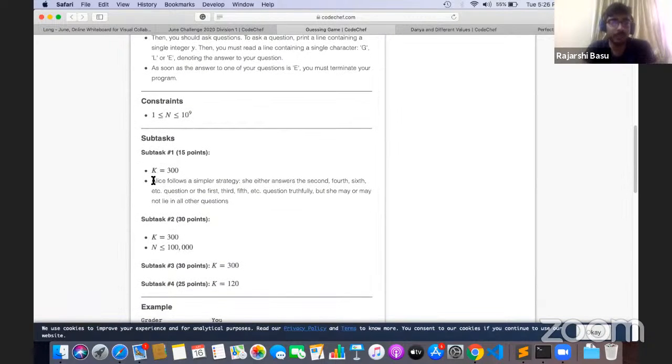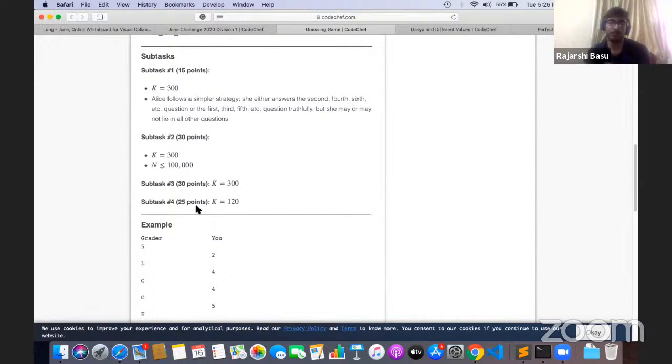For the first subtask, it follows a simple strategy. She either answers the second, fourth, sixth, etc. truthfully, but she may or may not lie in all other questions. So you can do 2 binary searches, one based on the even queries. You make a query and then make a false query, kind of like this, and then you can just binary search, and it will easily work inside 300. So try that subtask on your own, maybe.